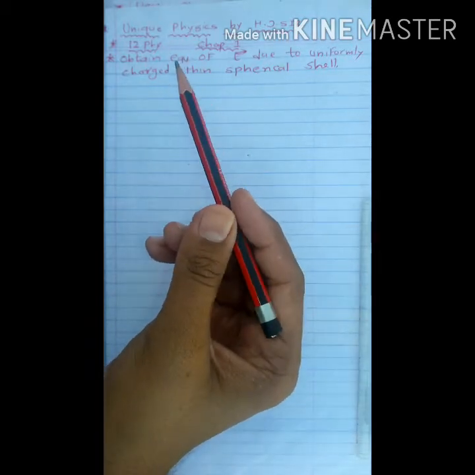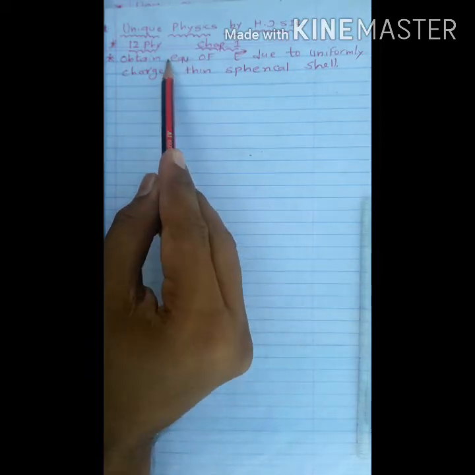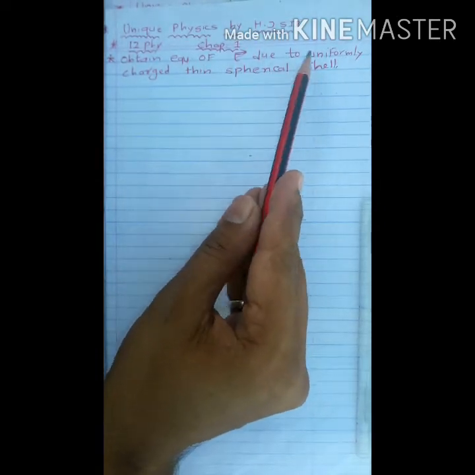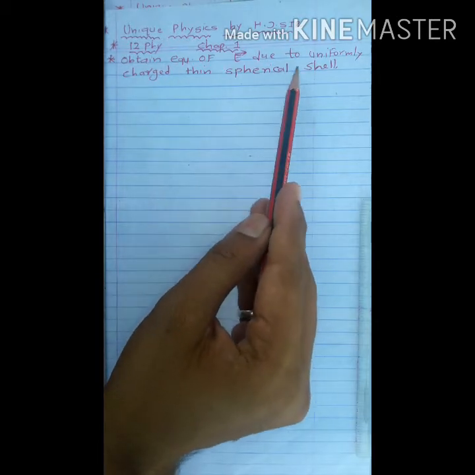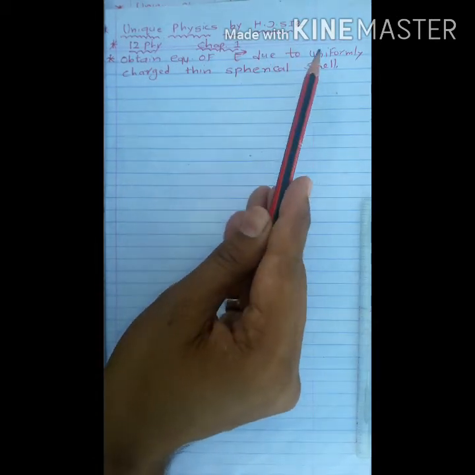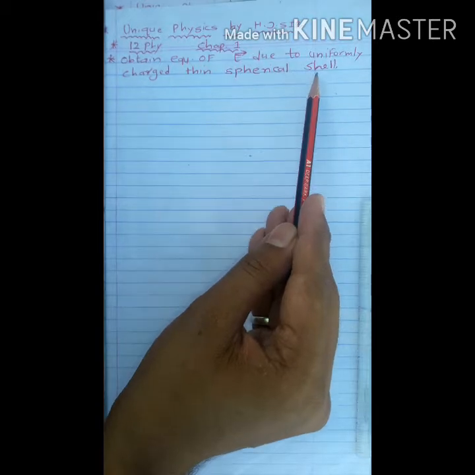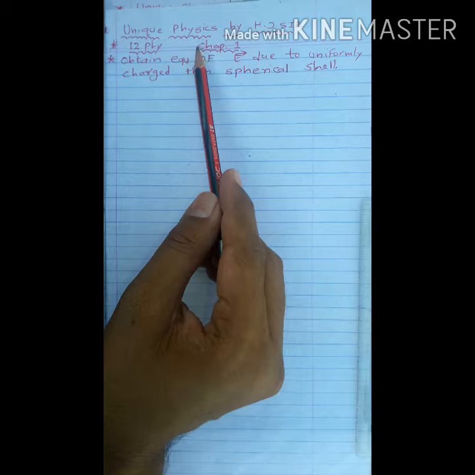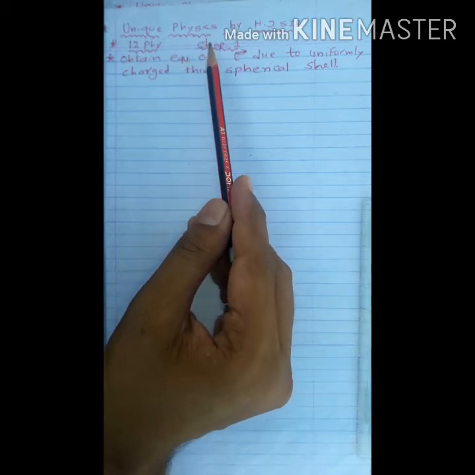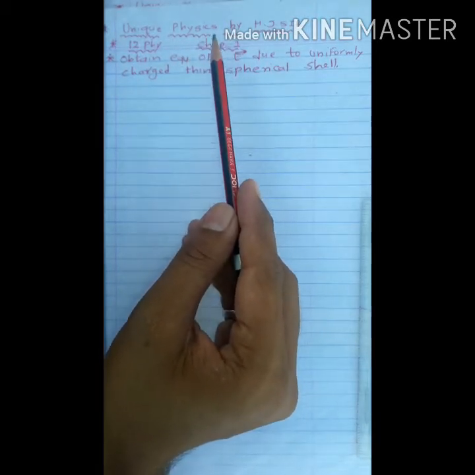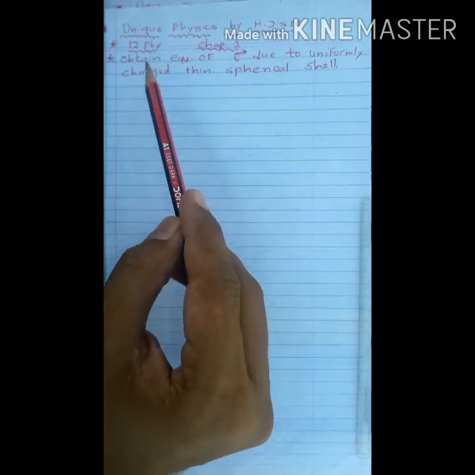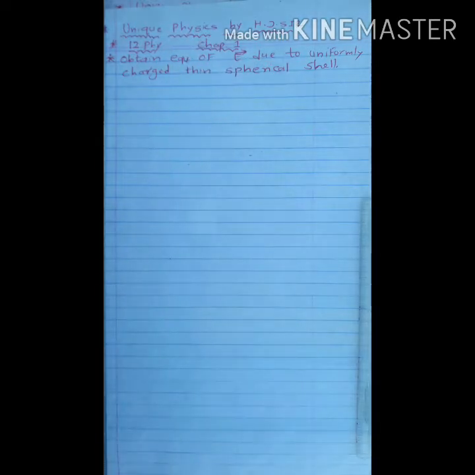Now in this video, we are going to explain the equation of electric field vector E due to a uniformly charged thin spherical shell. Here we have a uniformly charged thin spherical shell, and we want the equation of electric field due to this spherical shell using Gauss law. So here we consider two situations: electric field outside the spherical shell and electric field inside the spherical shell.